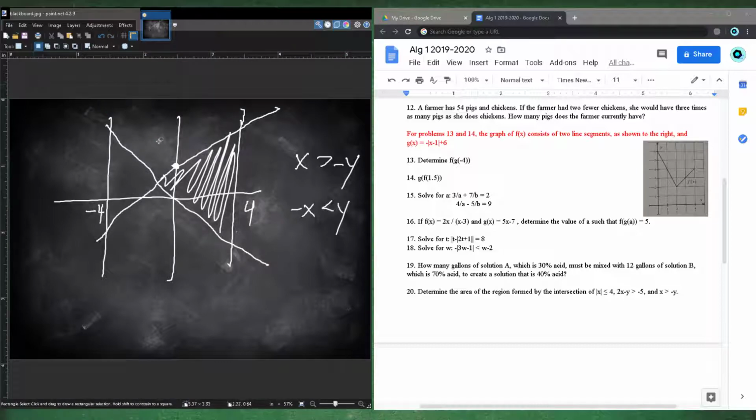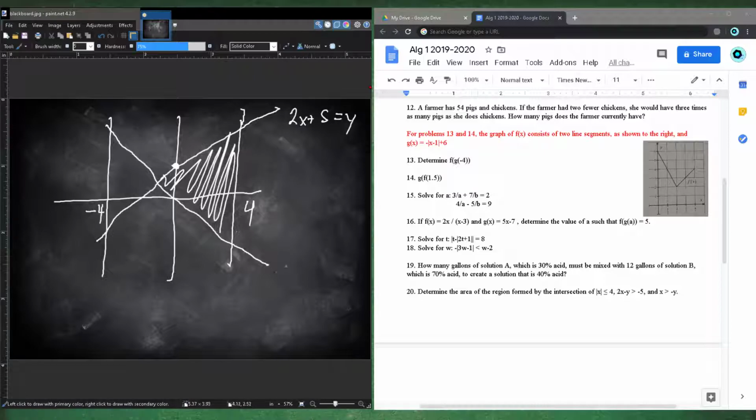Okay, so now we just need to find the points of intersection, and we should be fine. Remember this equation is 2x plus 5 is equal to y. This equation is negative x is equal to y. And this equation is where x is equal to 4. So plug in 4 here, right? Because we need to find these two intersections. Plug in 4 here, so that's 8 plus 5 is 13. Plug in 4 here, so that's going to be negative 4, right?